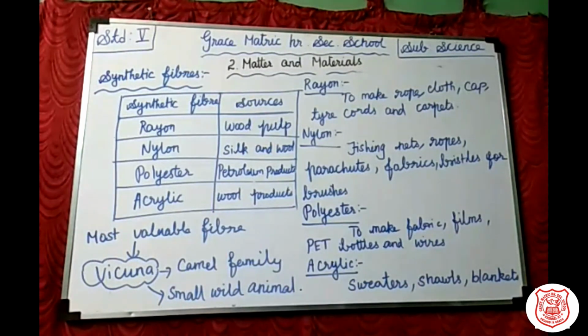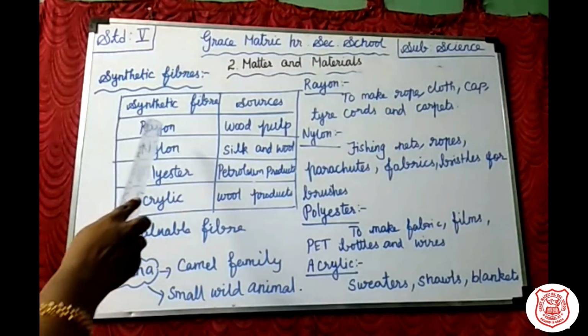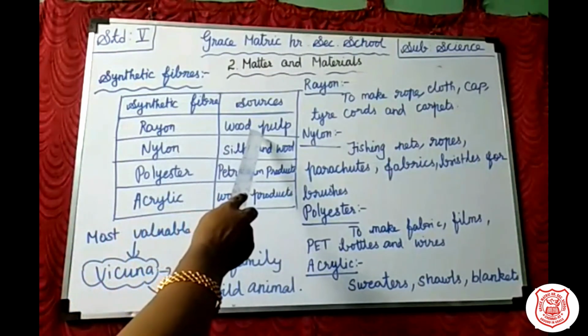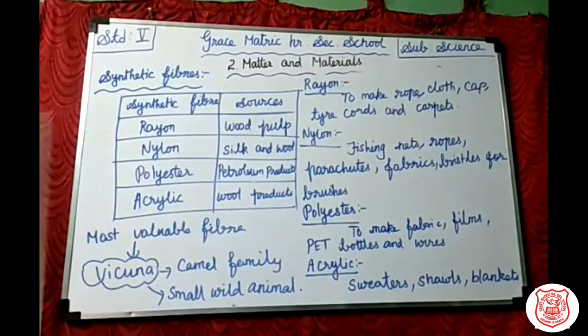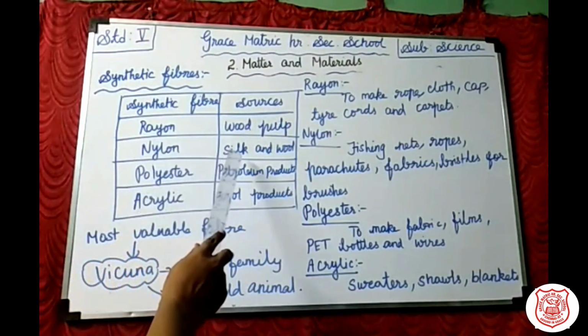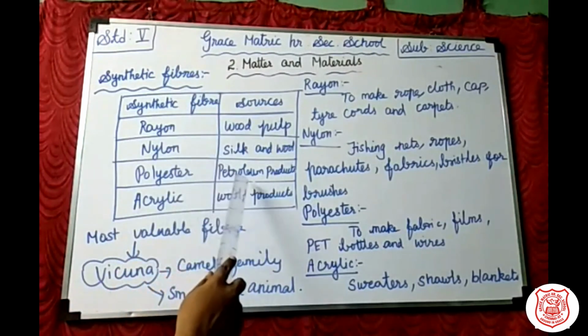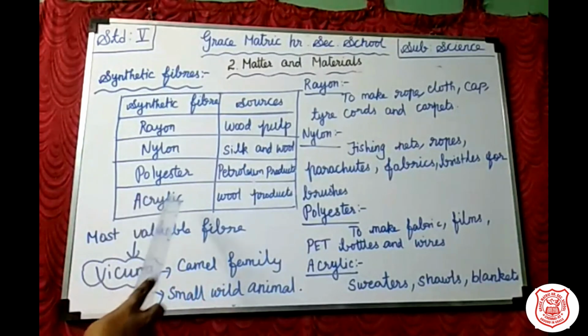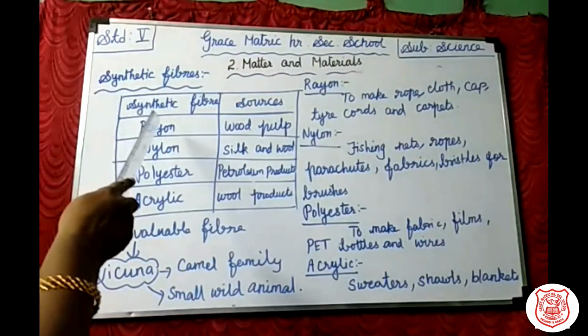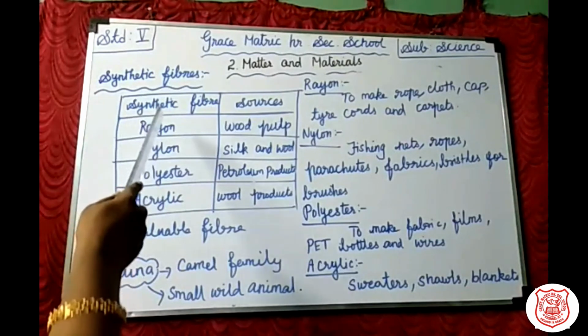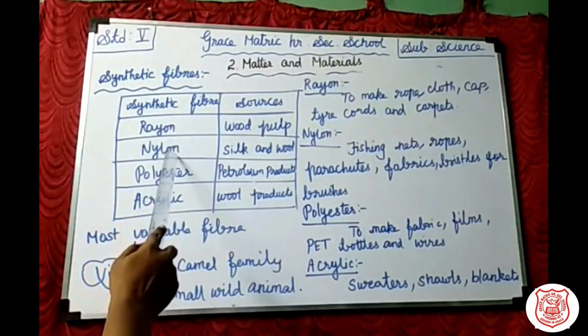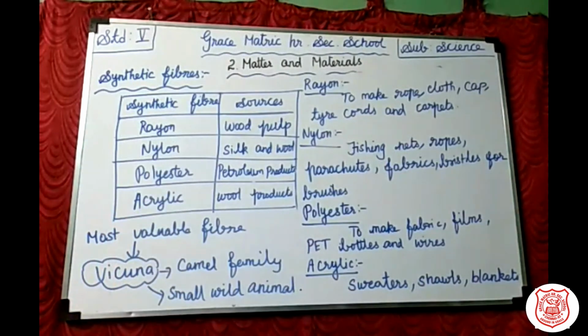Let us see some synthetic fibers and the sources from which we get them. First, rayon. We get rayon from wood pulp. Next, nylon; the sources for nylon are silk and wool. Next, polyester; for polyester, petroleum products. For acrylic, wool products. So rayon, nylon, polyester and acrylic are all examples of synthetic fibers.